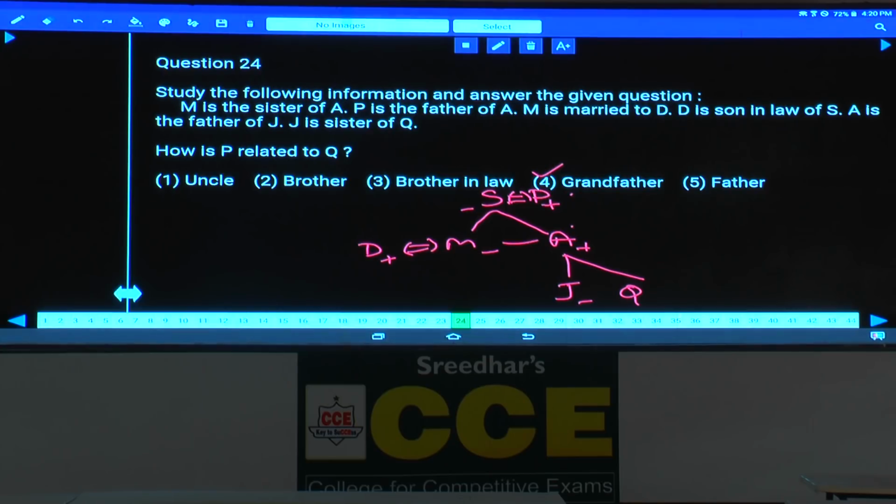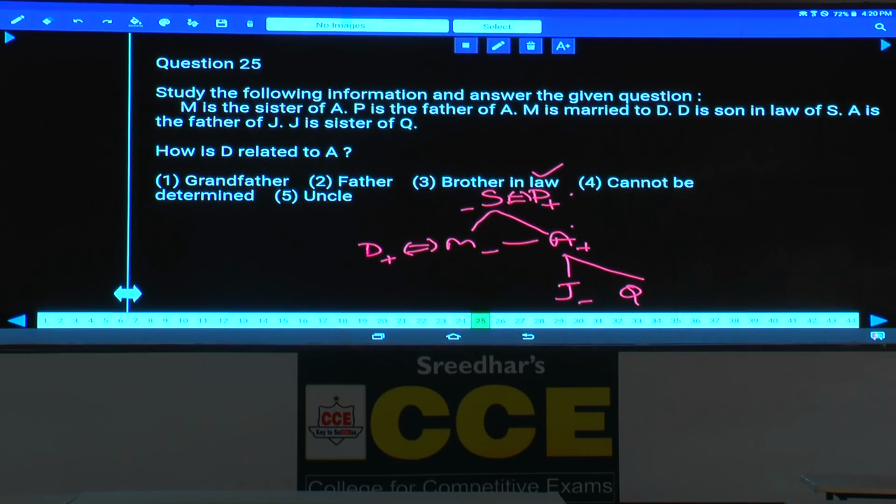Then question number 25. Now in this 25, how is D related to A? A's sister is M, sister's husband. Sister's husband is brother-in-law. Brother-in-law, that is choice 3. Question number 24, 25, 4 and 3 are the choices to these two questions. Then 26 to 30.